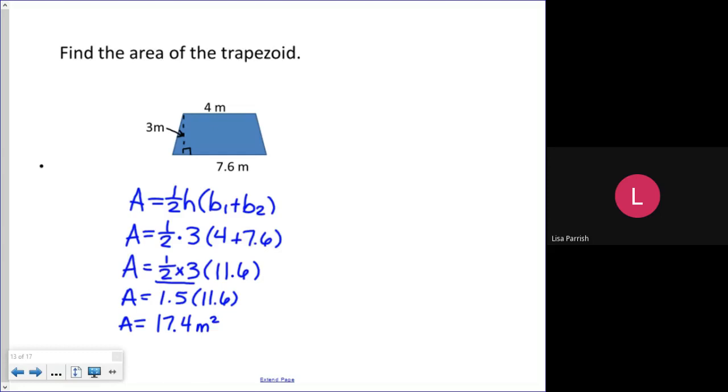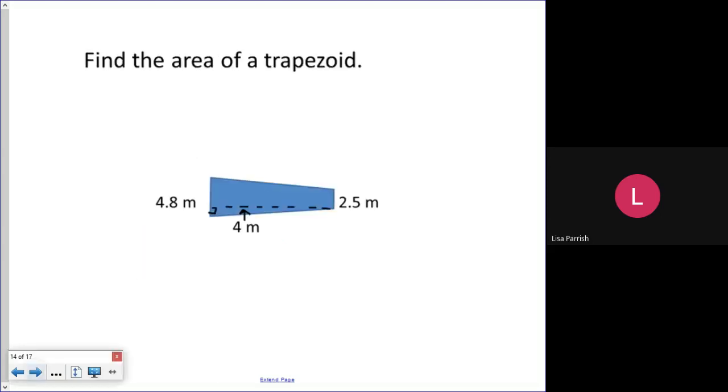Okay, again, you want to write your formula, plug in your numbers, and follow PEMDAS. Okay, if you need a minute to copy that down, feel free to pause. I know, like I said, this one's probably the hardest one of them all to do, but once you get the hang of it, it's not too bad.